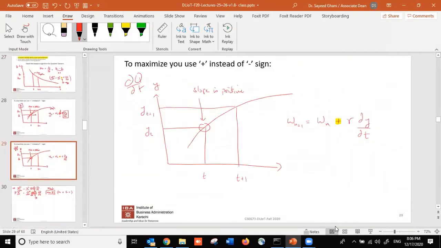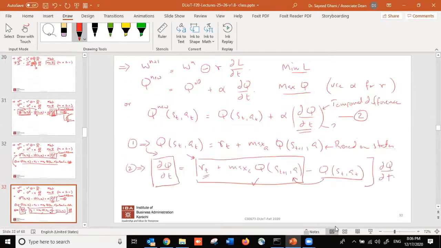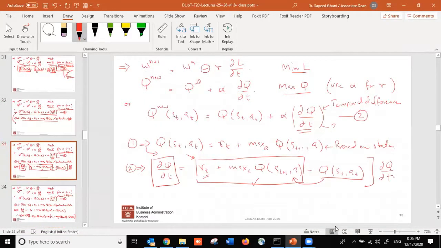Okay, so we now simply try to combine these two equations. We're taking equation number 1, which already had the movement based on it. This is how we were updating Q, and this is the current value of Q. This is the new value of Q. And so this represents the change dQ by dt. So is that making sense? Yes, sir. Okay, good.